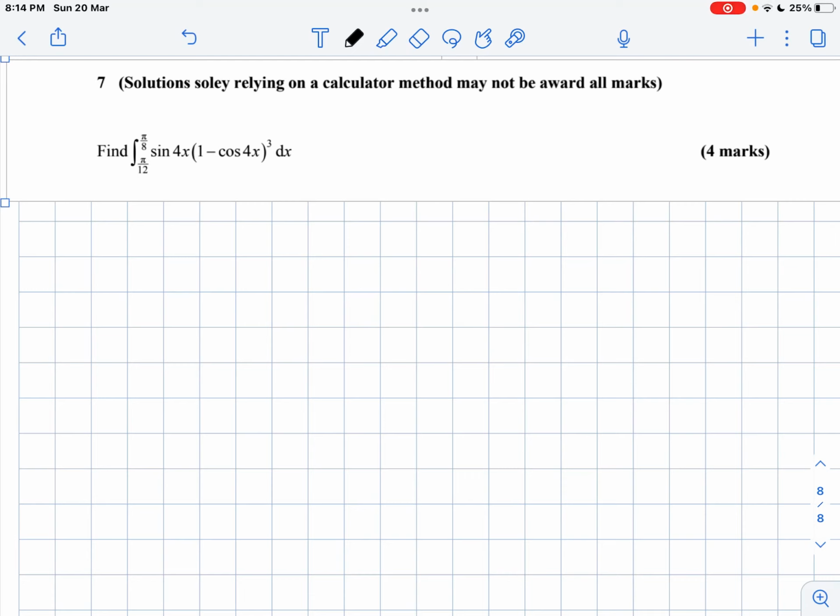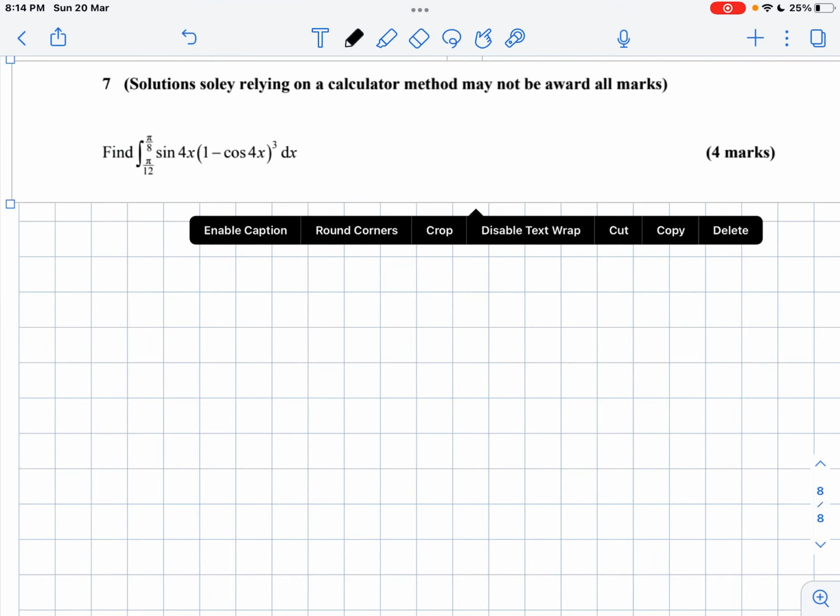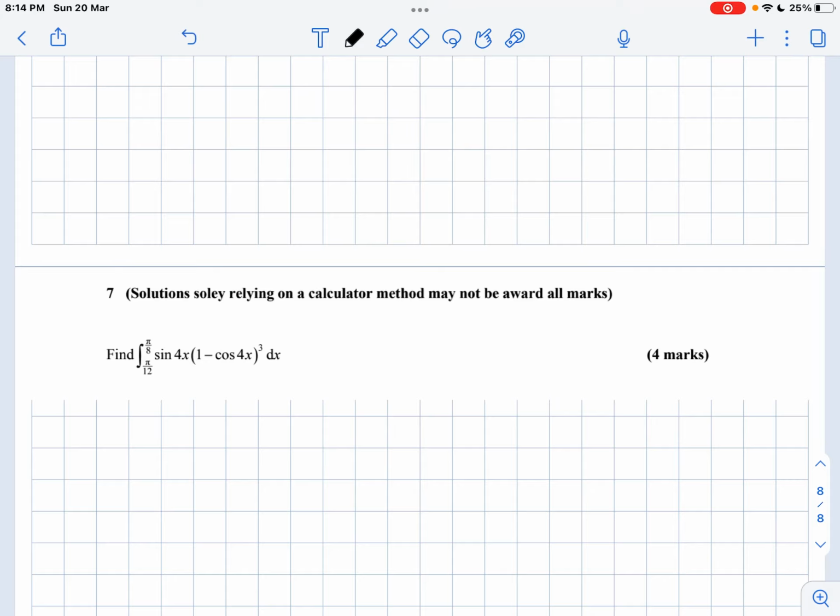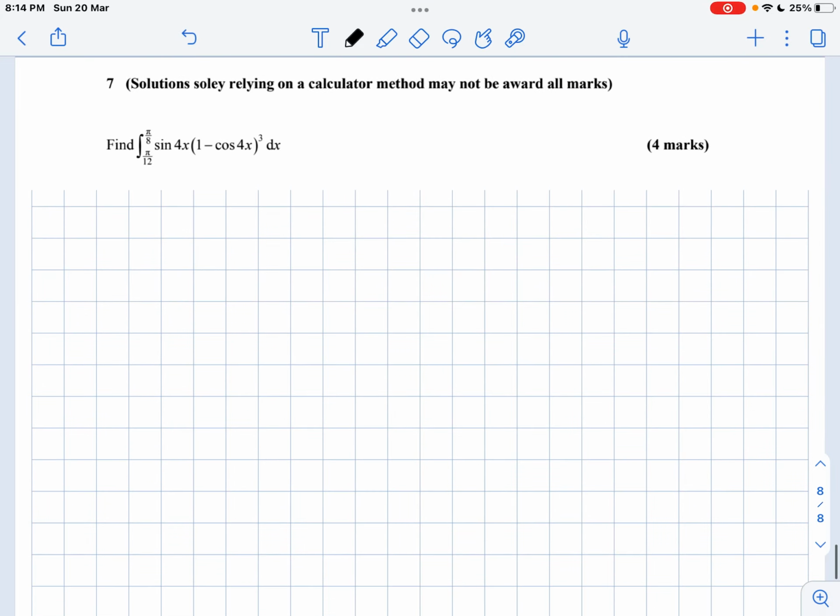So because of this, I'm going to increase the power by 1 of this function and see what happens when I differentiate it. So if I say that y is equal to (1 minus cos 4x) raised to the power of 4, when I differentiate it, it would become a cubic function. When I differentiate this, what do I get?